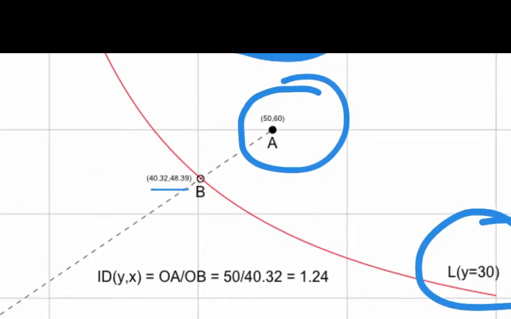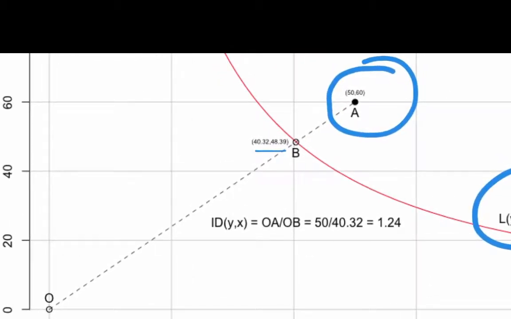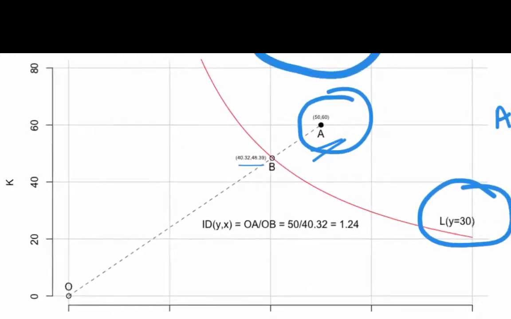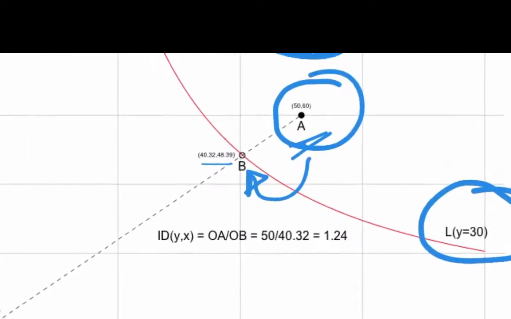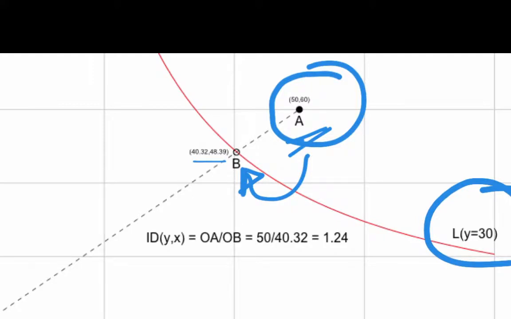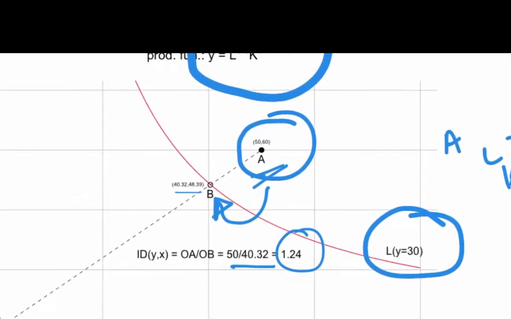So what's our input distance function? Well, our input distance function, again, is the maximum factor by which we could deflate the input vector A and still produce 30 units of output. That is simply the maximum factor by which we need to deflate A to bring it down to B, and that's going to be the ratio of the inputs at A to the inputs at B. For labor, for example, that's 50 divided by 40.32, and that's 1.24. So our input distance function is 1.24.